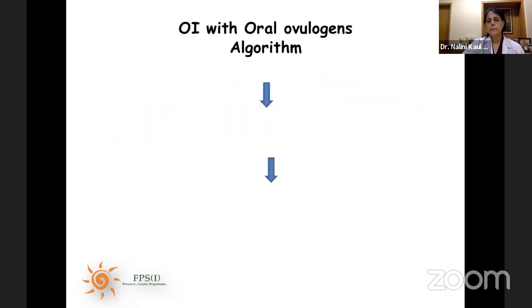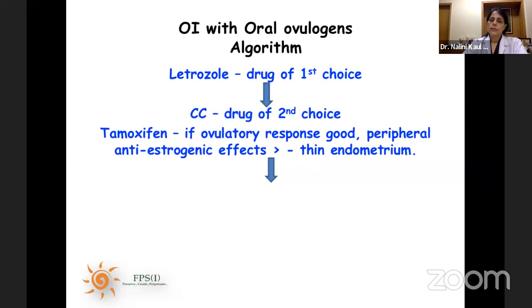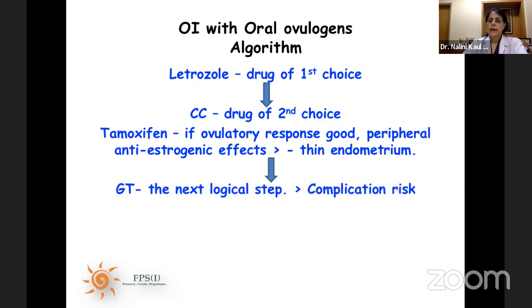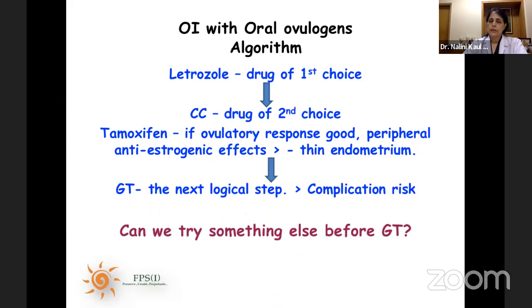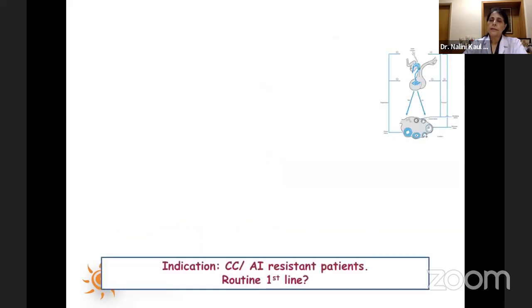So what's the algorithm? Letrozole, drug of first choice; clomiphene, drug of second choice; tamoxifen if you have a thin endometrium; and gonadotrophin then is the next logical step. But before we go on to gonadotrophins, which have a high risk of complications, can we try something else?